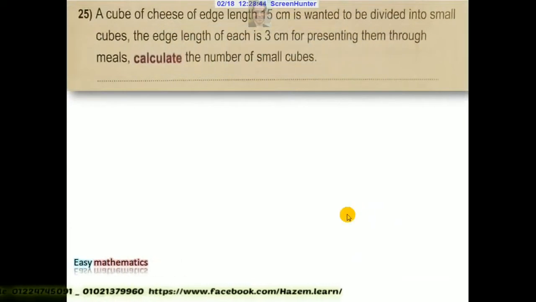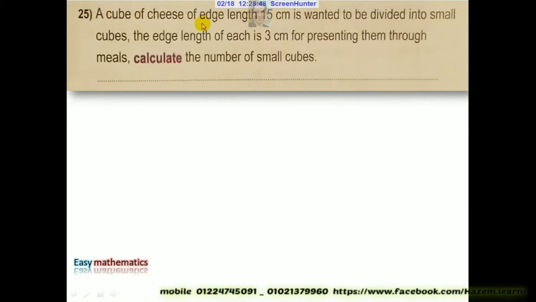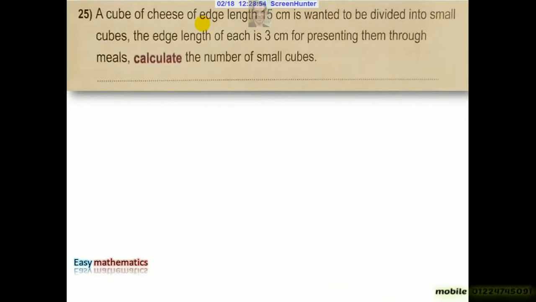Let's see number 25. A cube of cheese of edge length 15 centimeter is wanted to be divided into small cubes. The edge length of each is 3 centimeter for presenting them. Calculate the number of the small cubes.